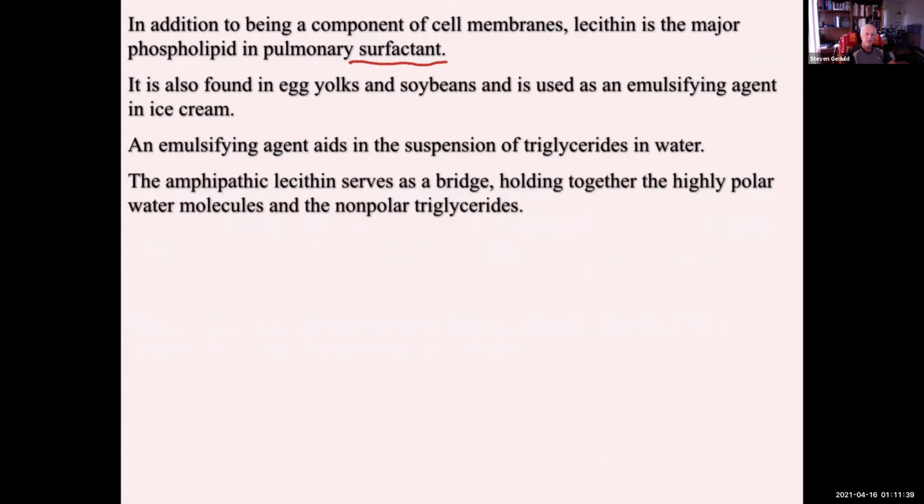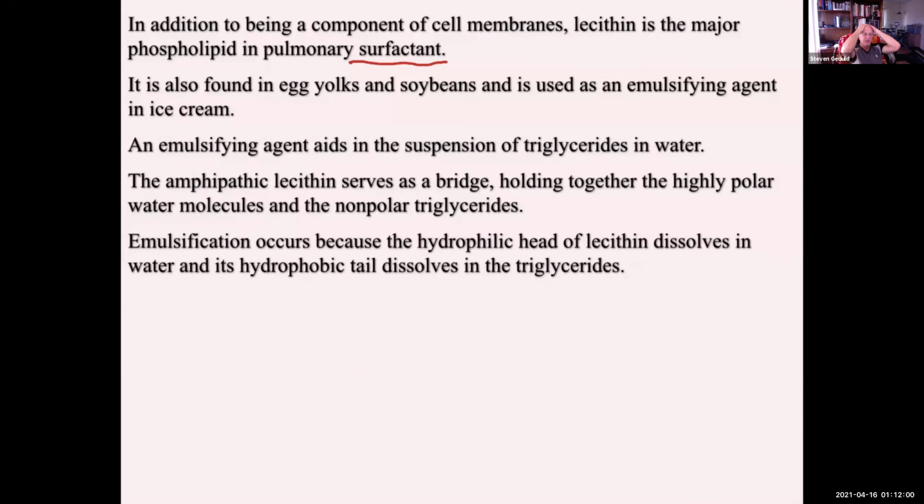The amphipathic lecithin serves as a bridge, holding together the highly polar water molecules and the non-polar triglycerides. Remember, one end of the lecithin is polar, it'll bind with water. The other end is non-polar, and it'll bind with the triglycerides. So emulsification occurs because the hydrophilic head of lecithin dissolves in water, and the hydrophobic tail dissolves in the triglycerides. So they will suspend them even though one's polar, one's non-polar. So you can use the lecithin as an emulsification agent.